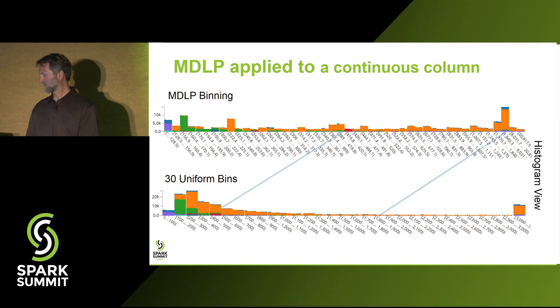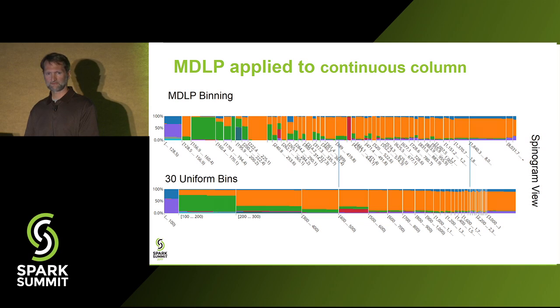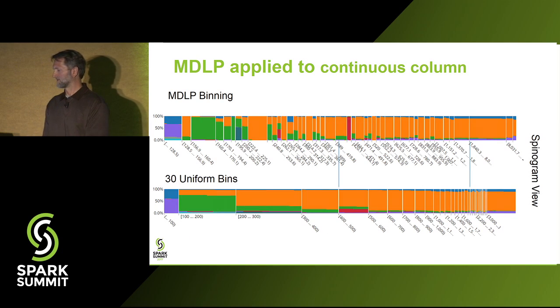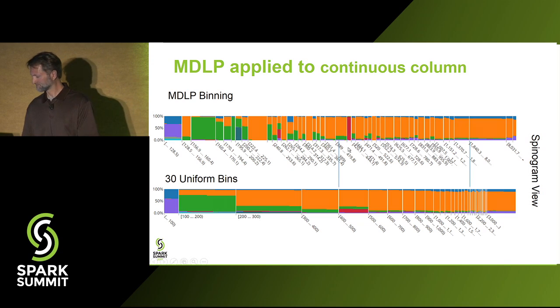I'm going to show this exact same thing now using the spinogram view. So there's no difference in the data that's being shown, but now there's a one-to-one correspondence between the values on the x-axis, and those two vertical blue lines are parallel because of that. And again, you can see this bin in the middle where in the uniform binning, there's a lot of red lumped into this very wide bin, but the entropy-based binning is going to isolate it.